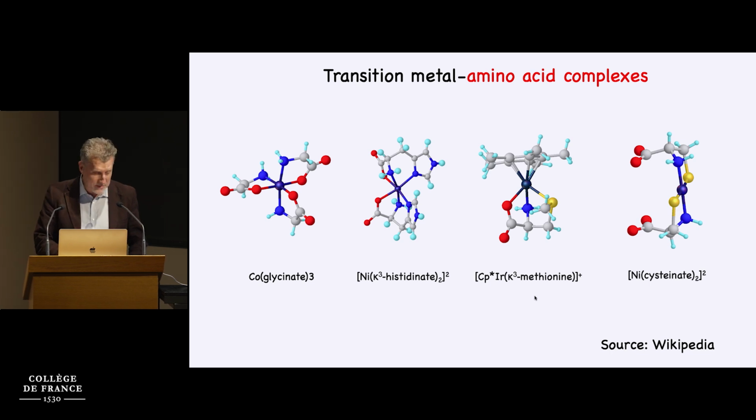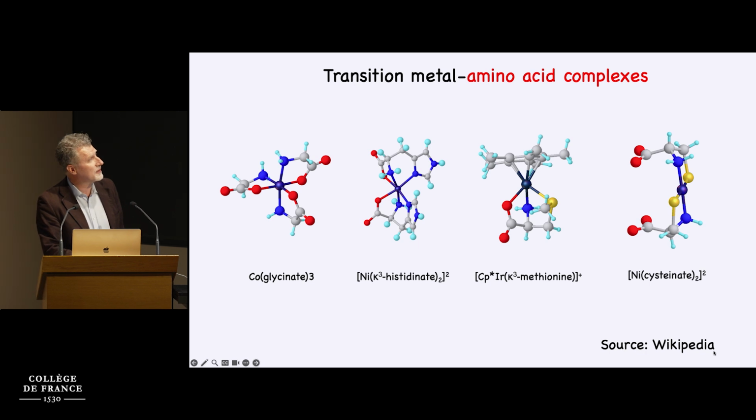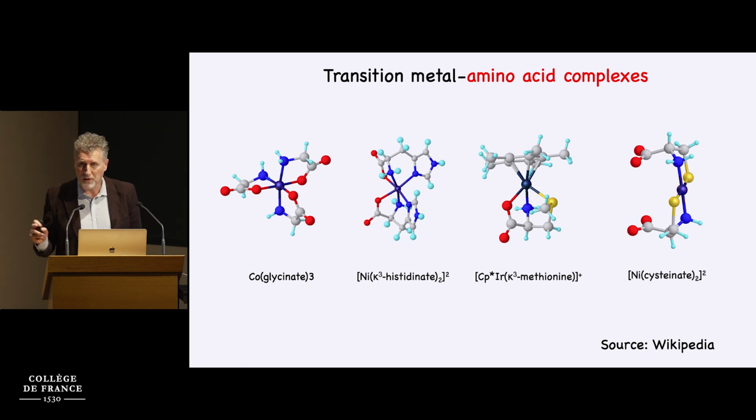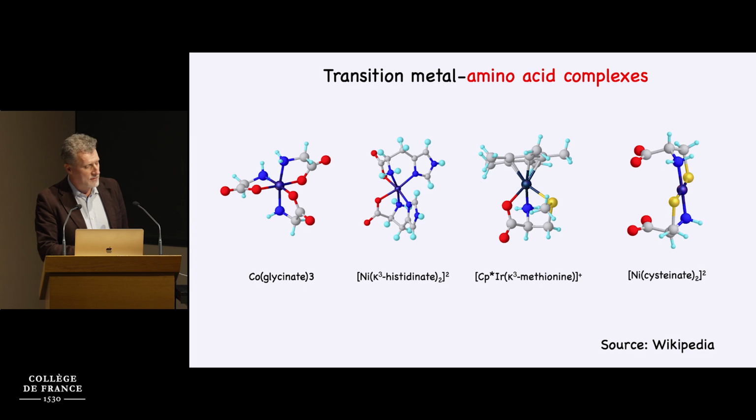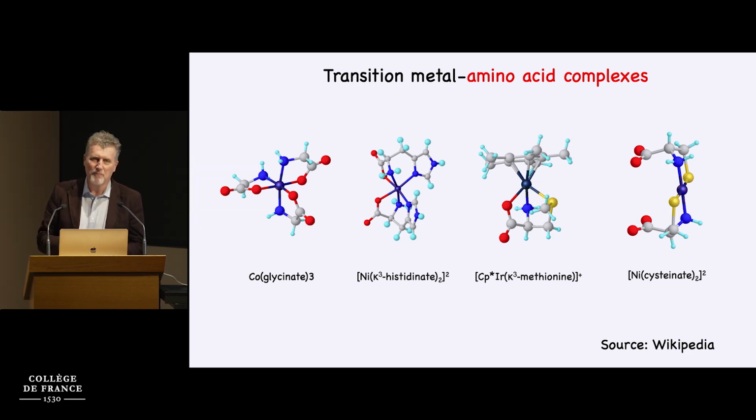And this is the simplest example of amino acid transition metal complexes that I could come up with. I took it from Wikipedia, so you see this is glycine with cobalt, histidine with nickel, iridium with methionine, and nickel again with cysteine, okay? And you see the metal in the center, and this is an example of metal-ligand interaction where the ligand is the amino acid, okay? And of course, it doesn't have to be so simple. In fact, it's not so simple.